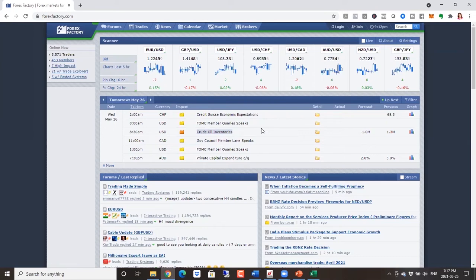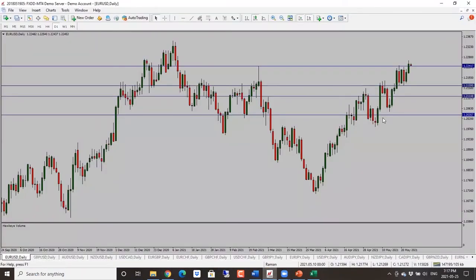But if we see that the inventories are building up, that would be negative for oil, and we will see a negative impact on Canadian dollar. Other than that, nothing major here in terms of news. So let's go on to our charts here. We'll start off with euro dollar.